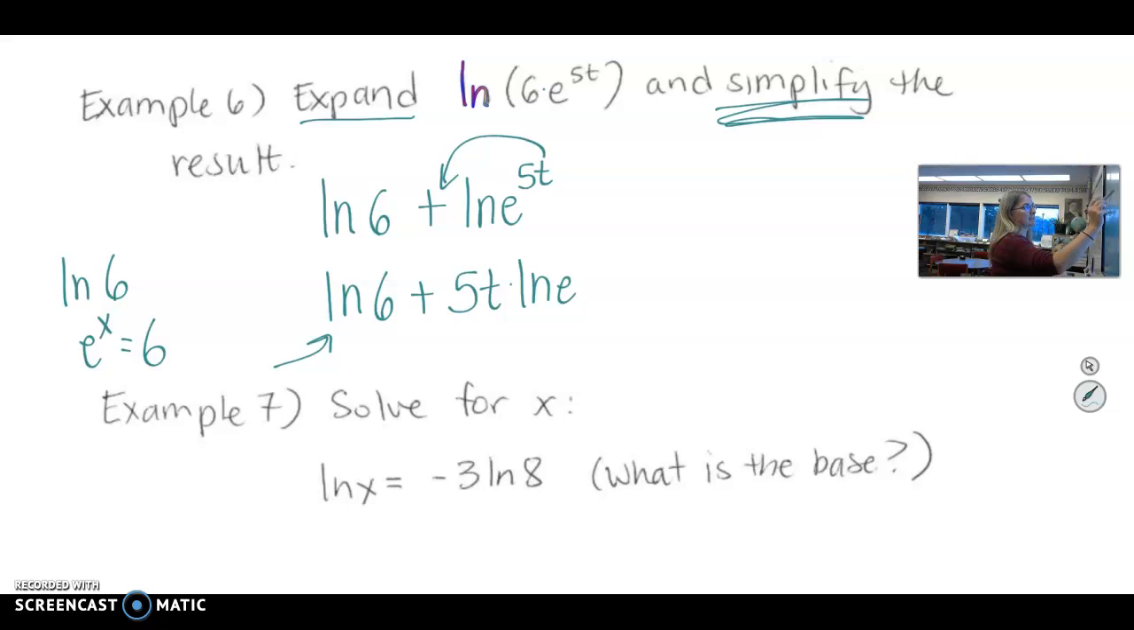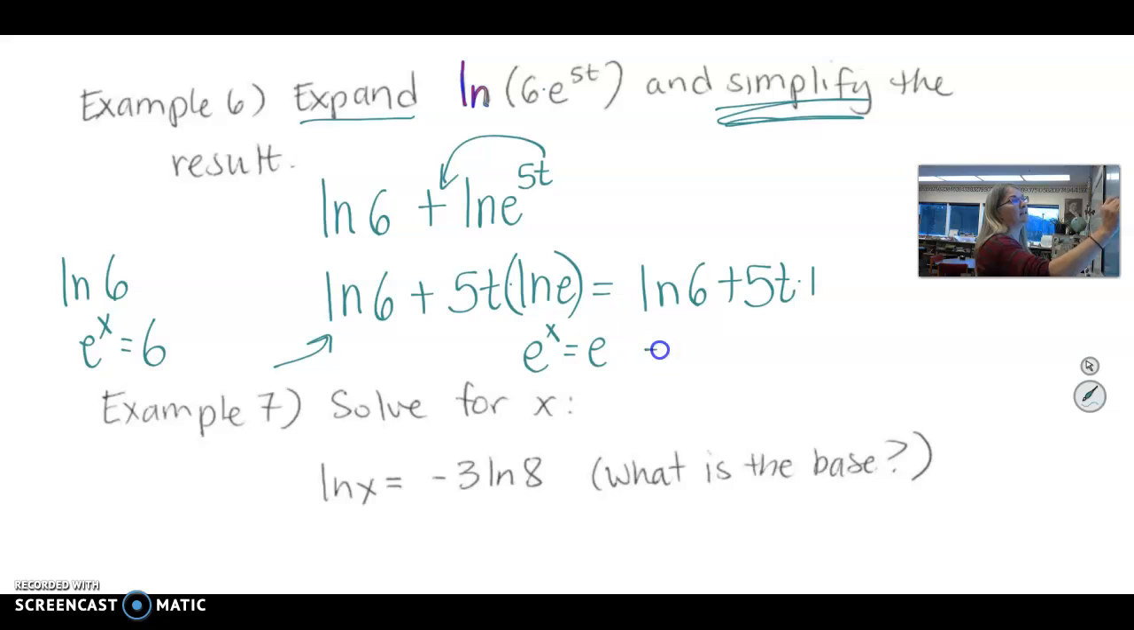So this is going to stay ln of 6, and then plus we have 5t, and ln of e, what is that? Well, the base is e, so when we're finding ln of e, we're finding e to what power equals e, and it would be e to the first. So ln of e is equal to 1, so it's times 1, which doesn't change anything. So the completely simplified result would be ln of 6 plus 5t.